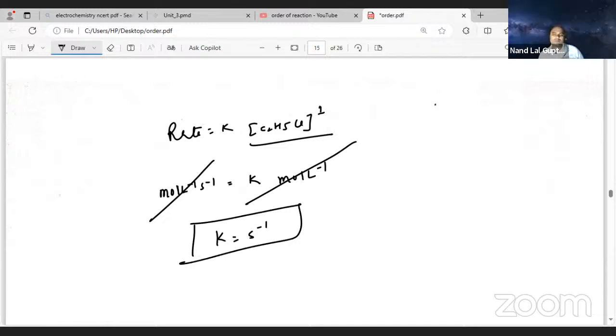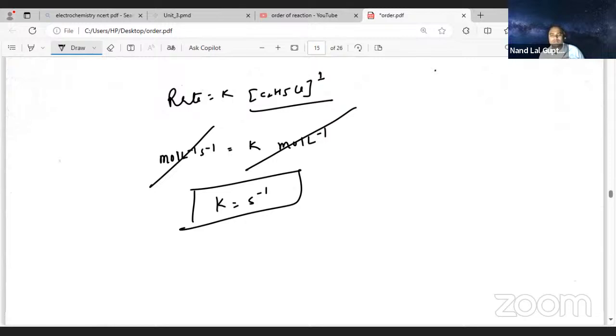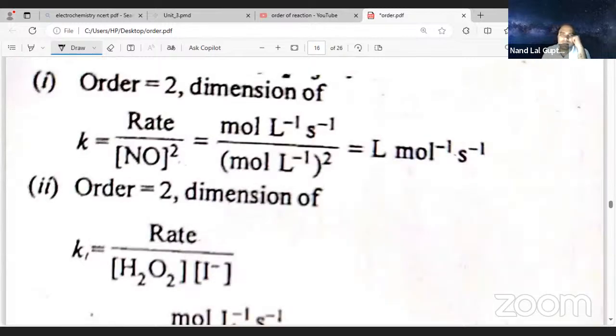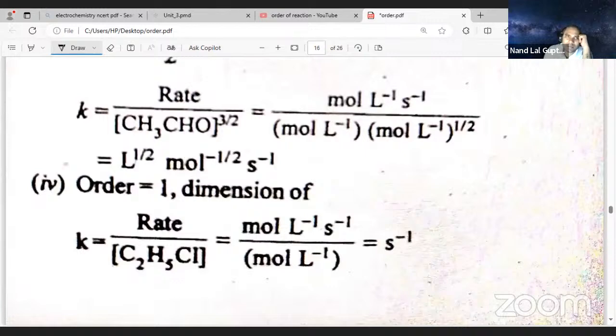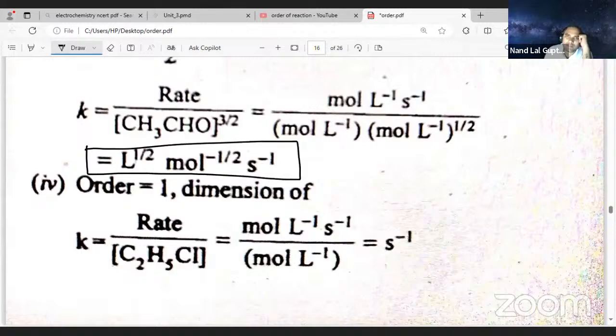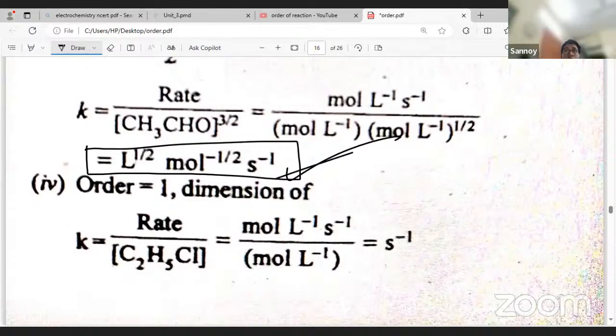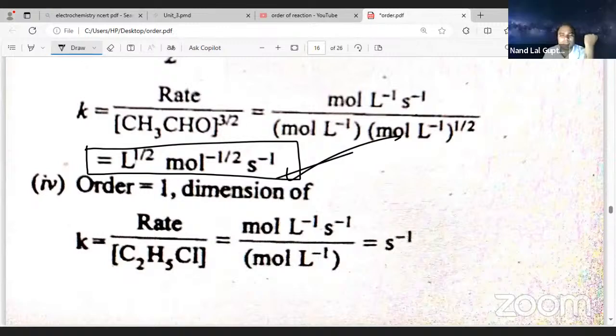Check. Correct. Okay, thank you. So they have also given the first one, liter mole inverse second inverse. The second one is again liter. The third one you see liter half, mole minus half, second inverse. You got the same. Check in your notebook. You got minus half, liter half, second inverse. Correct? And this one, the second inverse, that already you did.